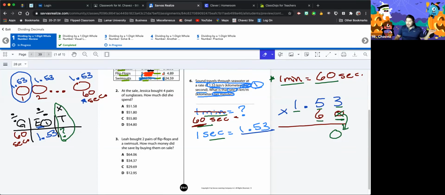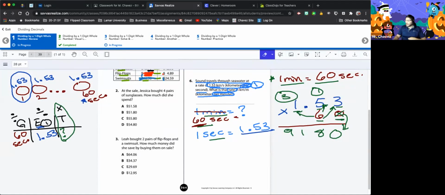Ooh, so easy now. So I can do 6 times 3. That's 18. Carry the 1. 6 times 5 is 30. Plus 1 is 31. And then 6 times 1 is 6. Add 3 more, and that's 9. There we go. We have 9,180. But wait, our decimal point.